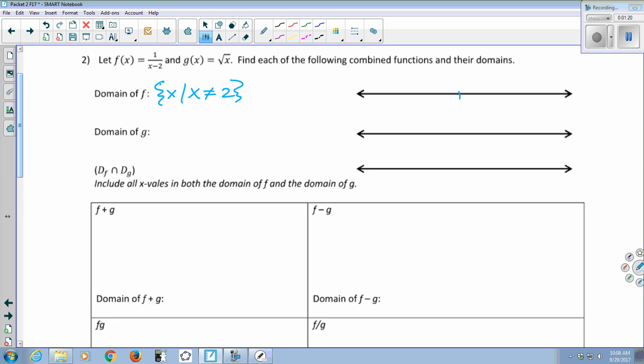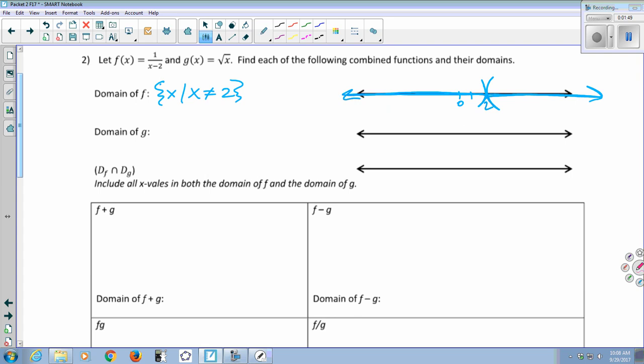So let's see, I'm going to put 0 on my number line, 1, 2. I need to include everything here except for this value of 2. So I'm going to put an open bracket there and shade everything to the left. And then I also want to put an open bracket and shade everything to the right. So everything is shaded except for the 2. The 2 is excluded from my domain.